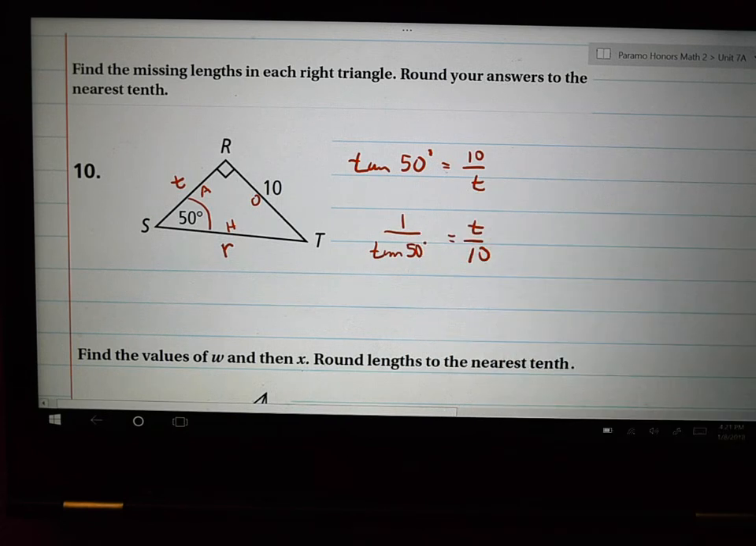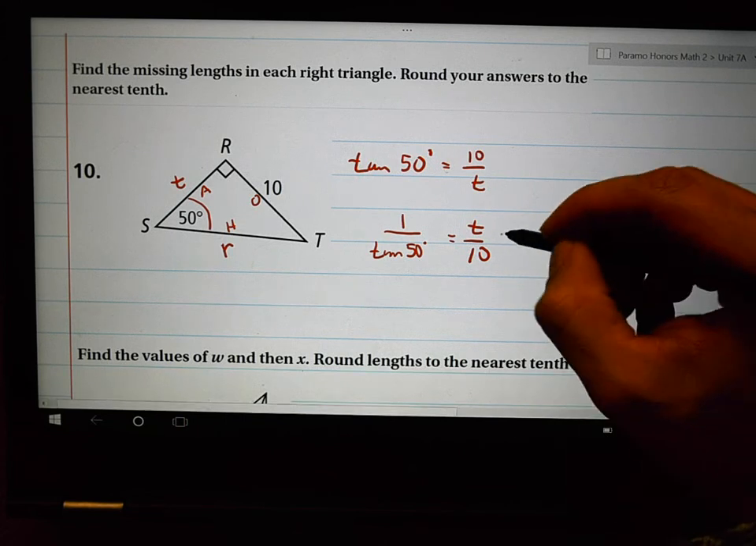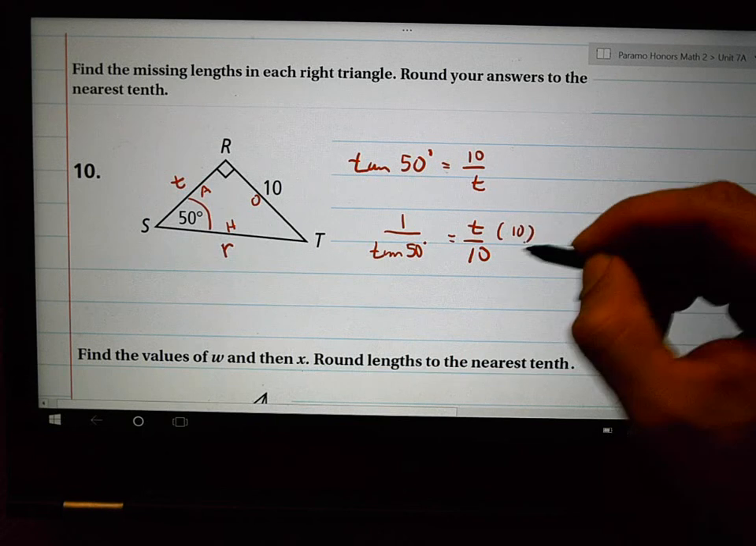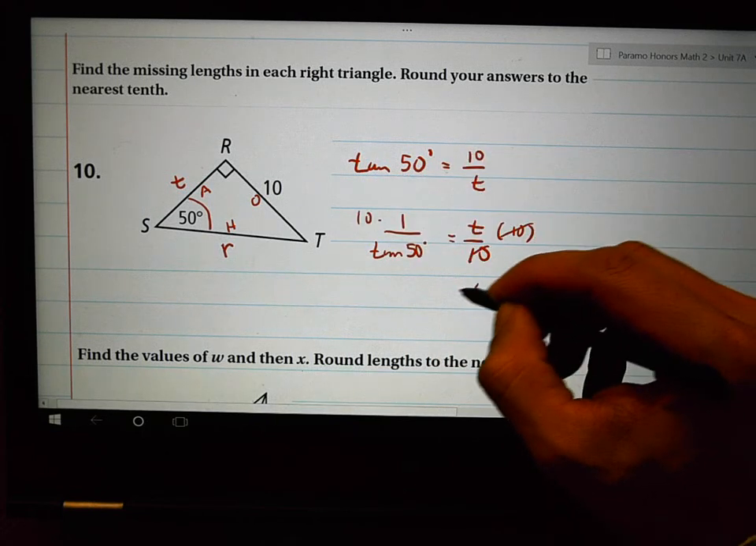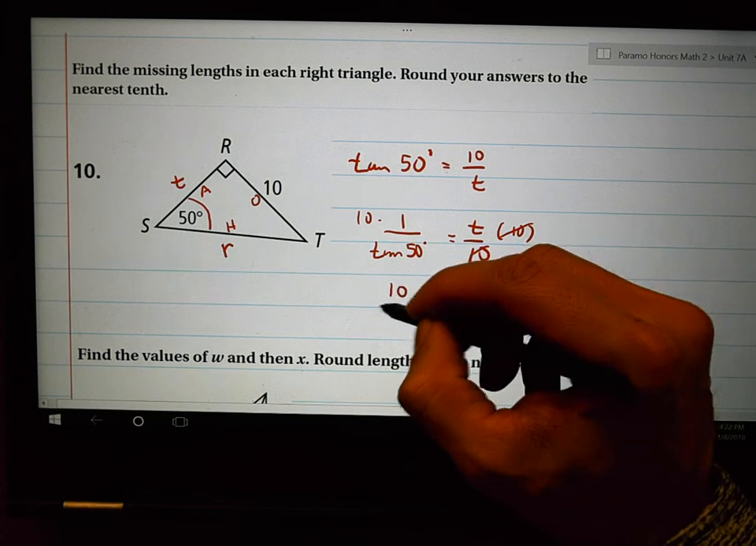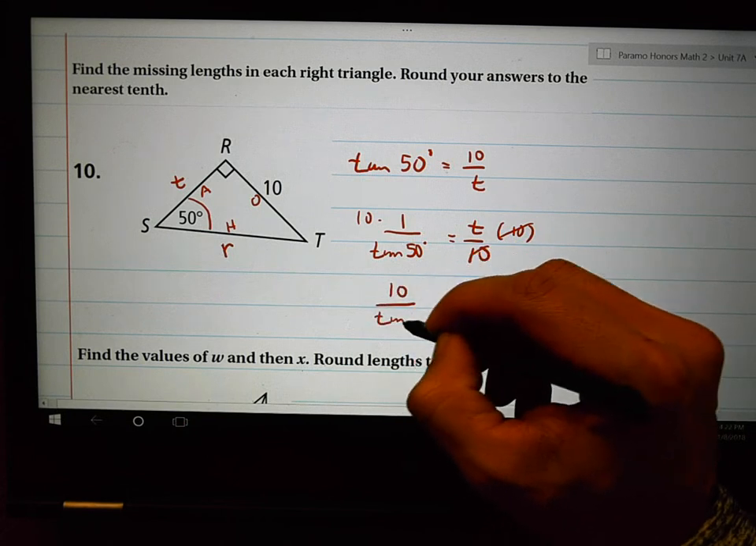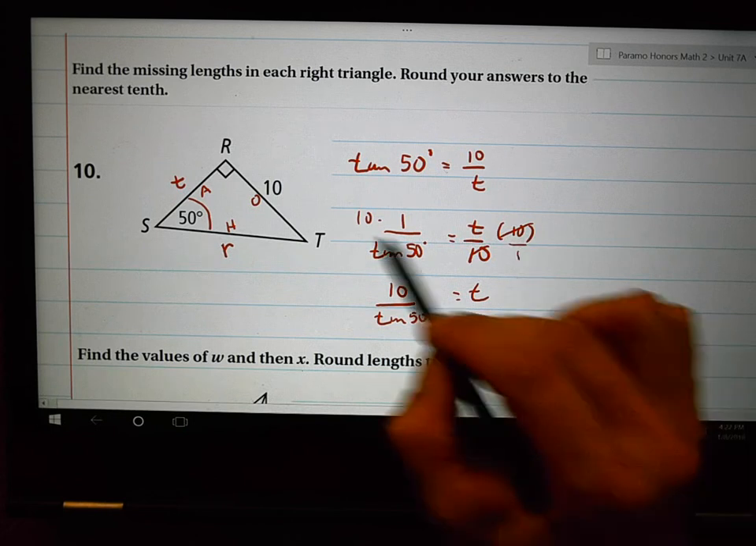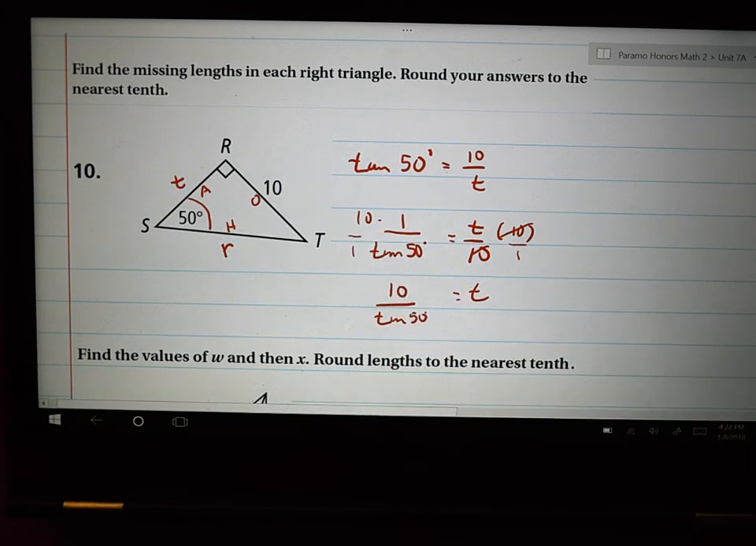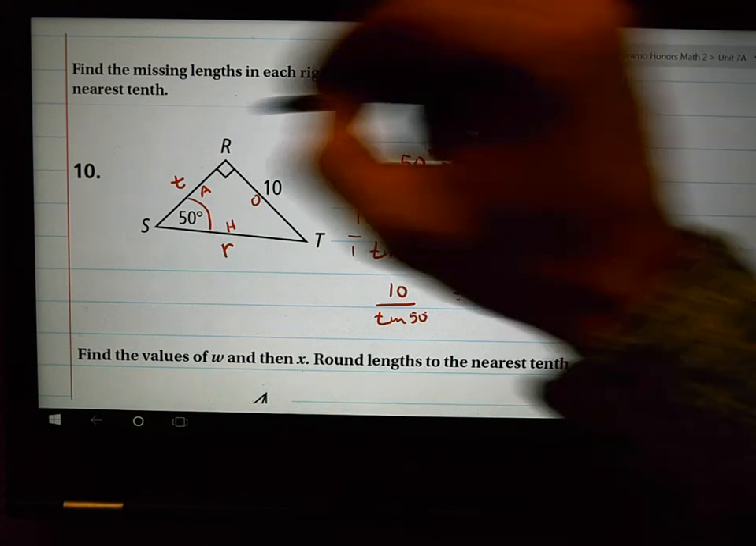Is my variable in the numerator now? Yep. Instead of divided by 10, what do we do the opposite of? We times by 10. So this one's a little different. T is going to equal 10 divided by tangent of 50. When you multiply by 10, you're multiplying by 10 over 1, so that's going to go in the numerator, by the way.